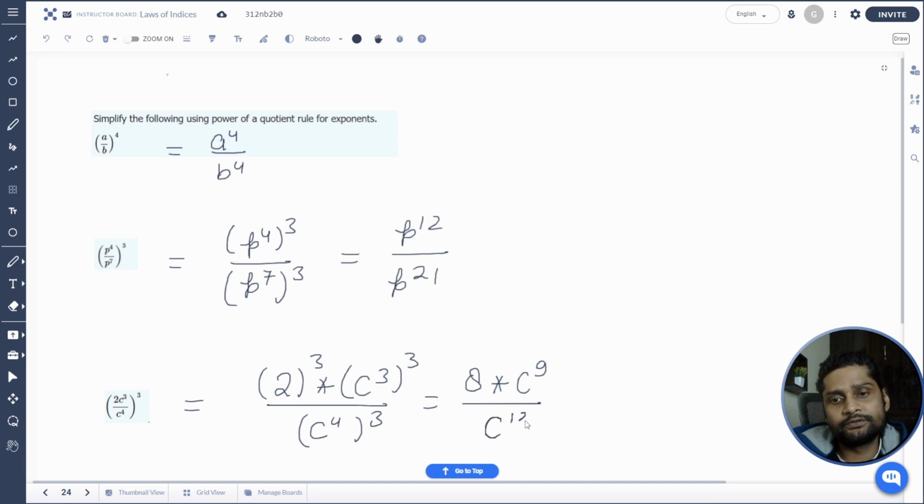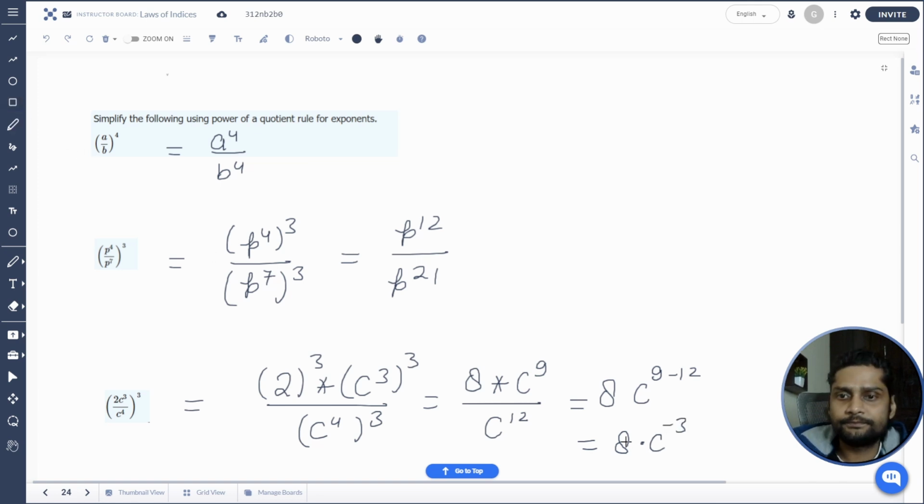And even if you further want to simplify this, you can still do that. You can apply the quotient law of exponents. You can subtract the powers, because right now we have the same base here. You can see the same bases are there, and therefore we can consider exponents to be subtracted. That's going to be 9 minus 12. So finally we get 8 times c raised to the power of minus 3.